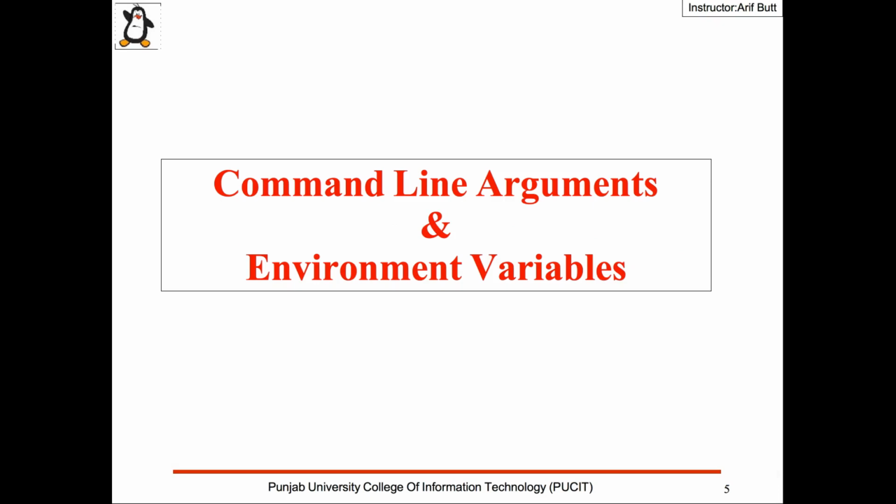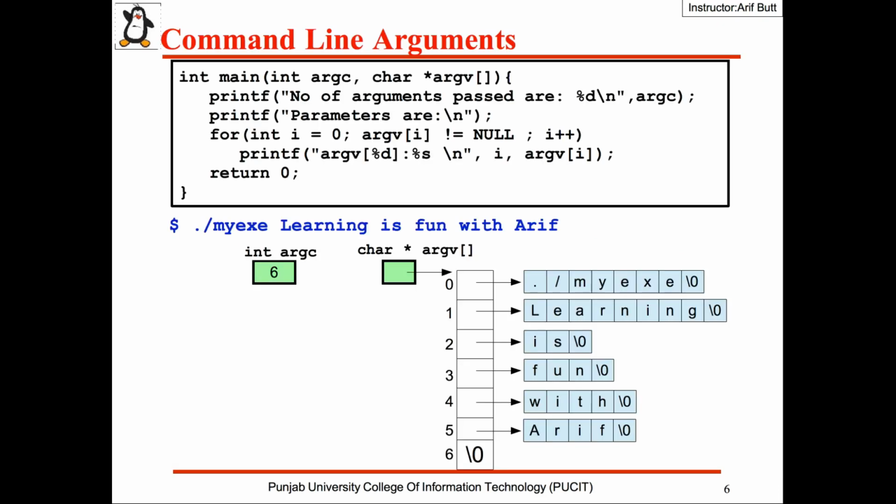Okay, let's talk about command line arguments and environment variables now. This code is a very basic code that displays all the command line arguments that are passed to main via two variables: argc, which contains the number of command line arguments, and argv, which is a pointer to an array of character pointers. I run a loop till null and display the values. Very simple. If I run this program like this, the memory layout of the command line arguments and environment variables is something like this.